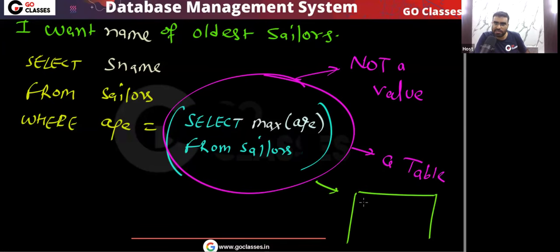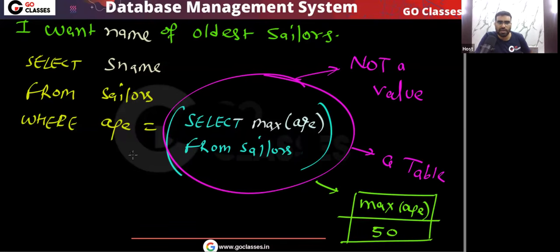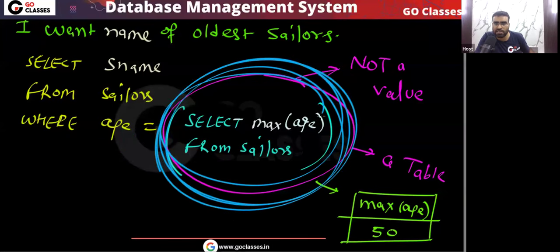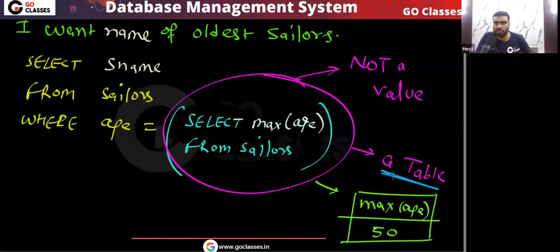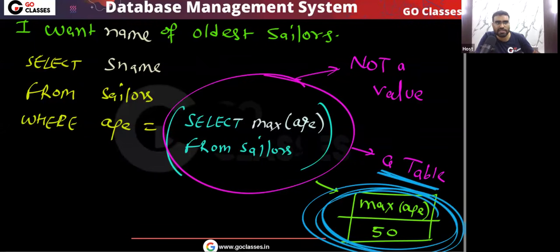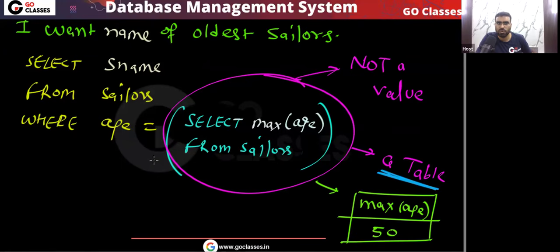This is something like this: max age, let's assume it is 50. So this is a table, not a value. This is a SQL subquery. This will give you this type of table, max age 50. So can I do this? Age is equal to table?